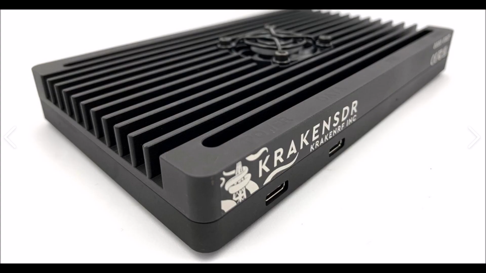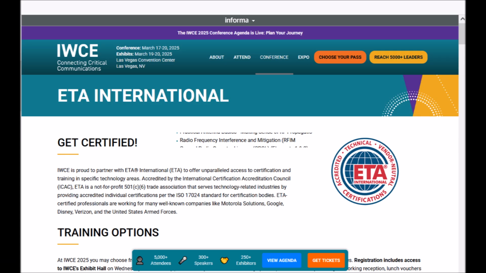So I'm very happy with this initial checkout of the Kraken SDR direction finding system. And I'll be bringing all this equipment to the IWCE trade show March 17th and 18th, 2025 in Las Vegas for the ETA training and certification.